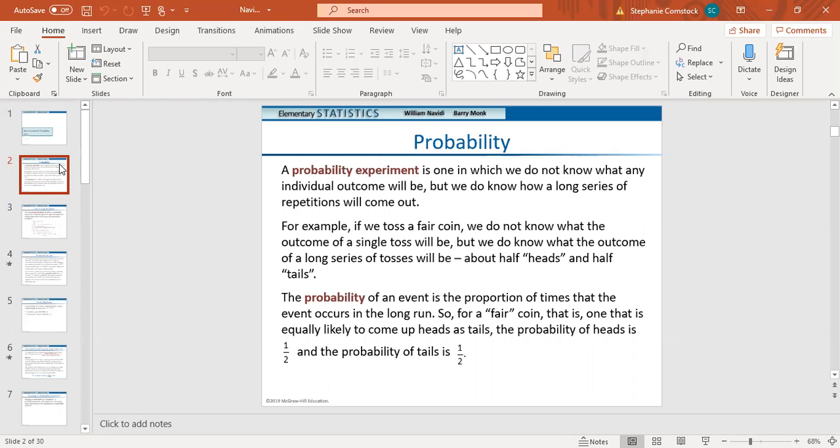However, we do know that if a coin is fair, meaning that it's not weighted to one side or the other, we expect that about half the number of times we flip, it should come out heads, and the other half of the time it should be tails. So the probability of an event is the proportion of times that thing happens in the long run. For a fair coin, again, a coin that is not weighted, it's equally likely for heads to come up as tails, which means 1/2 of the time it will be heads, so the probability of heads is 1/2, and the probability of tails is also 1/2.